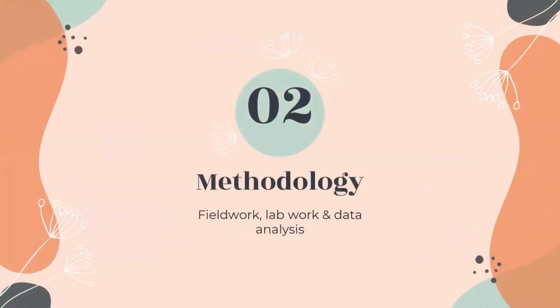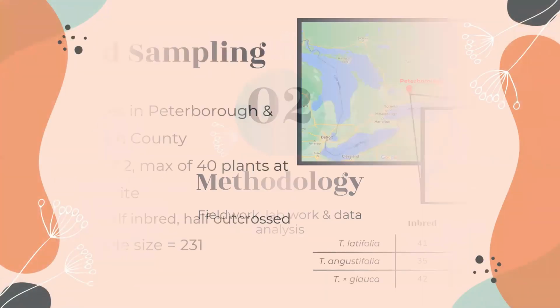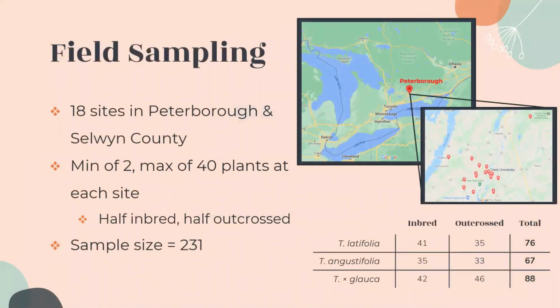So, how did I go about actually testing this hypothesis? I conducted field sampling in the summer of 2020 using 18 different sites in and around Peterborough and Selwyn County, as denoted by the red markers on the map. I ensured each site had a minimum of 2 maternal plants and a maximum of 40, half of which I would make outcross and half inbred.